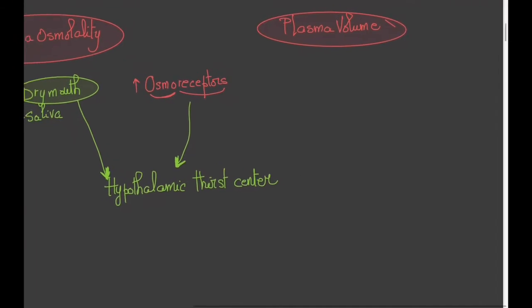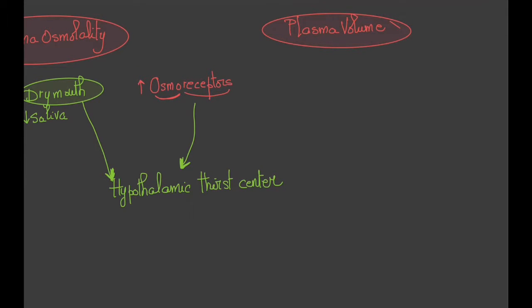The second major factor that will contribute to the activation of the hypothalamic thirst center is going to be my plasma volume. If you remember, your plasma volume is very important to maintain a normal blood pressure. What is the mean arterial pressure equal to? It's equal to the cardiac output times the total peripheral resistance. And remember, one of the contributing factors that will affect the cardiac output is going to be my blood volume.